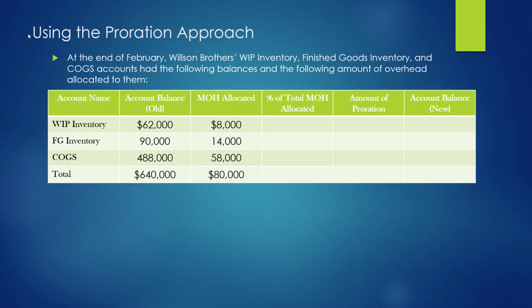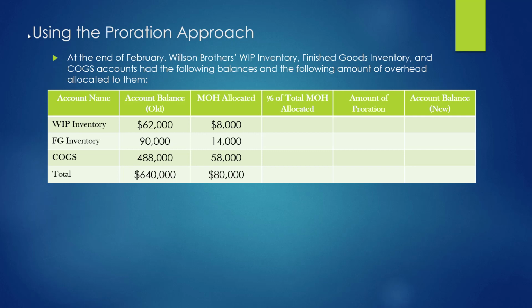So we have Wilson Brothers, who during the period allocated $80,000 of overhead out of their pool to their various jobs. When they got their actual indirect costs for the period, they realized that they were $94,000. They have a pretty severe under allocation.